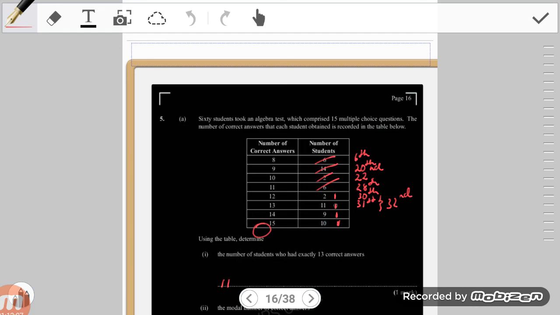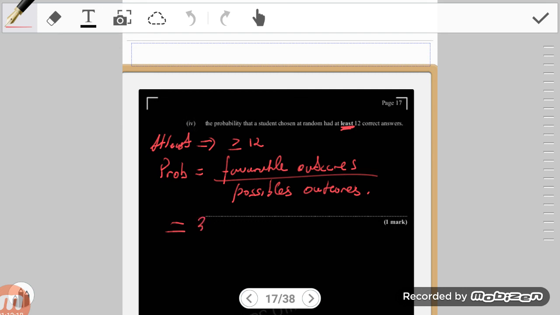13 plus 10, let's check that again. So let's do 2 plus 9 is 11, and 11 plus 11 is 22. 22 plus 10 is 32. So 32 students would have been the amount of students who would have gotten 12 correct answers or more. But the probability would have been out of the 60 students.